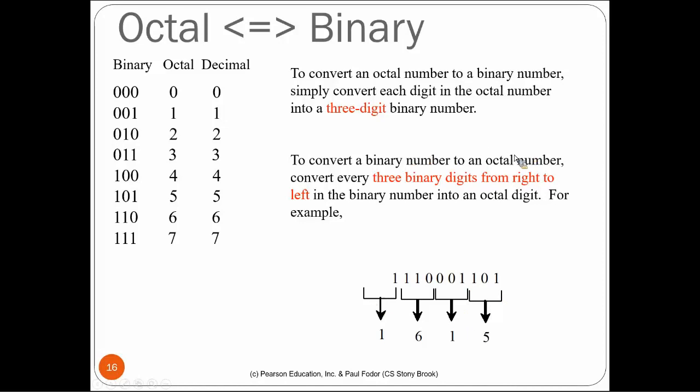To convert a binary number to an octal number, we group 3 digits at a time starting from the right hand side. So 101 corresponds to 5 in the mapping, 001 to 1, 110 to 6, and 001 to 1. So basically we start from the right hand side and we convert the numbers.